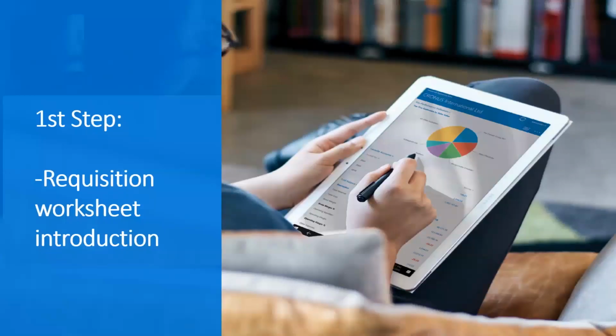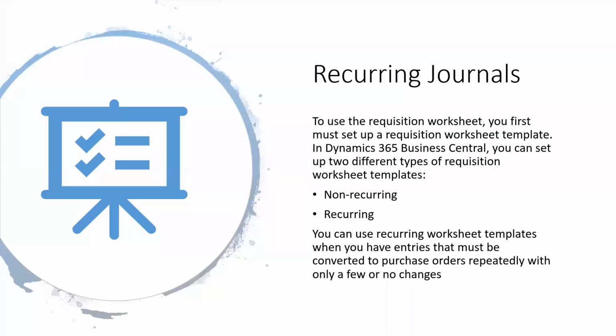Let's begin now with the requisition worksheet. And what is this? A requisition worksheet, you first must set up a requisition worksheet template in Dynamics 365. This is the place where we actually make the initial replenishment process for purchasing. You can set two different types of requisition. The first one is non-recurring and the other recurring. You can use recurring worksheet templates when you have entries that must be converted to purchase orders repeatedly with only a few or no changes.